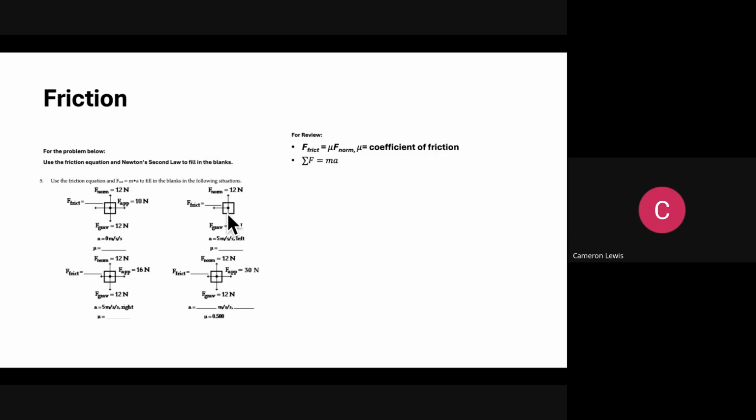So let's just do this one real quick. This shouldn't even be too crazy. We want to use the friction equation that we have over to the top right: mu times the normal force, to be able to fill in the blanks.